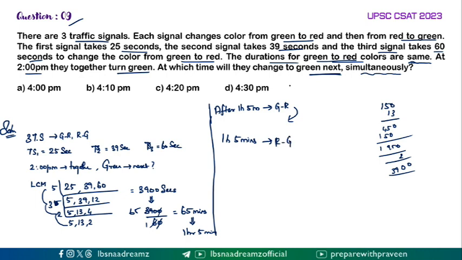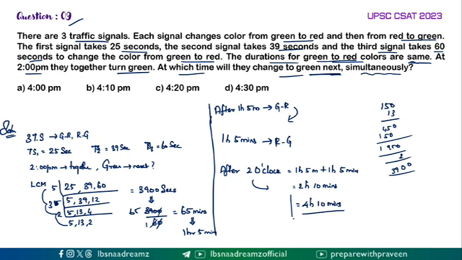So they're asking, at which time they will change to green next simultaneously? From 2 o'clock, they are taking 1 hour 5 minutes plus 1 hour 5 minutes is equal to 2 hours 10 minutes. So we have to add 2 o'clock, which is 4 hours 10 minutes. So at 4:10, they will change from red to green next time simultaneously. So option B is the right answer. Yes, option B is the right answer.